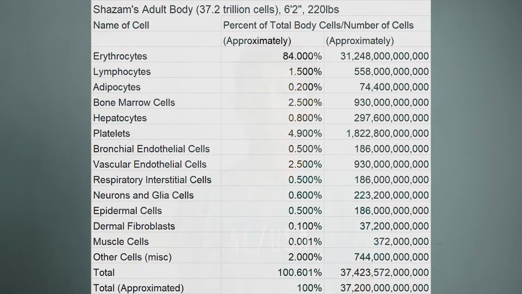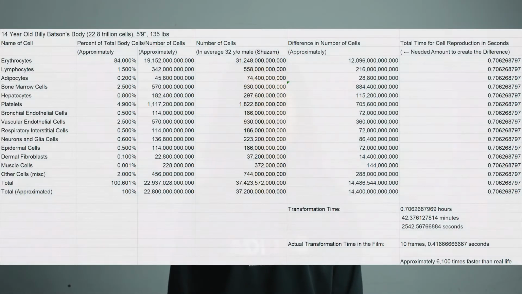Next, we found the theoretical time for cell reproduction, taking in the fact that human body cells take on average 24 hours to complete the cell cycle, with interphase and mitosis, and assuming that every cell is constantly going through the cell cycle. We calculated the hours by starting with the base number of cells in Billy's 14-year-old body for one type of cell. For this example, we will use epidermal cells, which are 114 billion cells, multiplied by 2 to the power of x to represent each cell dividing into two cells at the same time, which equaled our total amount of cells at the end of dividing, the cells of his Shazam body, which equaled 186 billion.